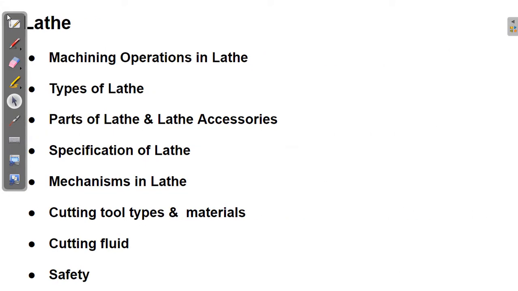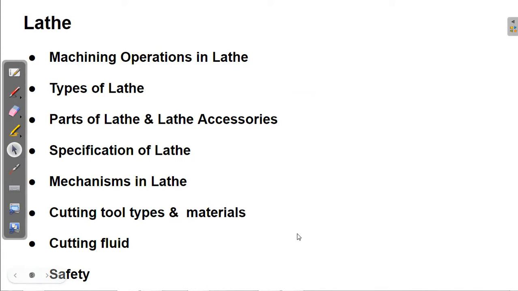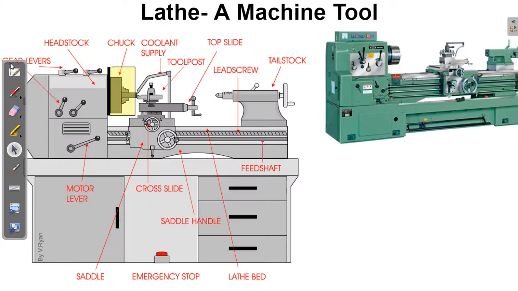Now in this particular lecture we are going to discuss topics like machining operations in lathe, types of lathe, parts of lathe and lathe accessories, specification of lathe, mechanisms in lathe, cutting tool types and materials, cutting fluid and safety that we should follow in the machine shop. Here in this picture you can see how a lathe machine looks like. Here you can see this is the lathe machine tool and the different parts have been shown.